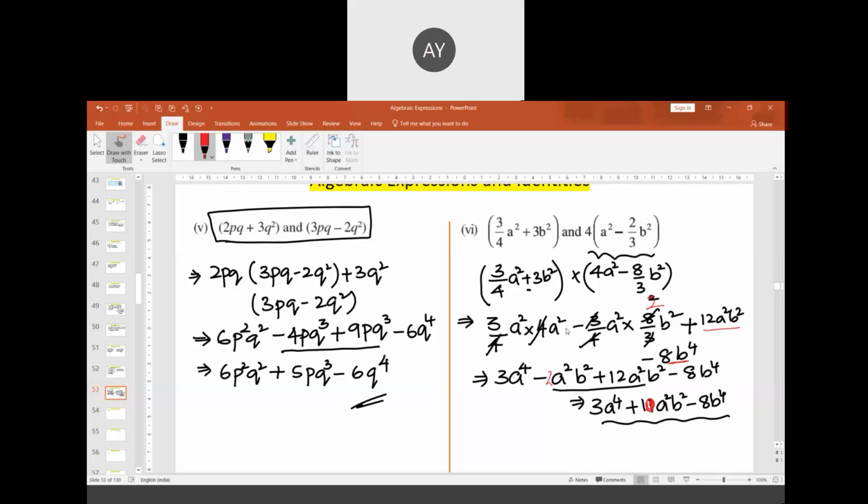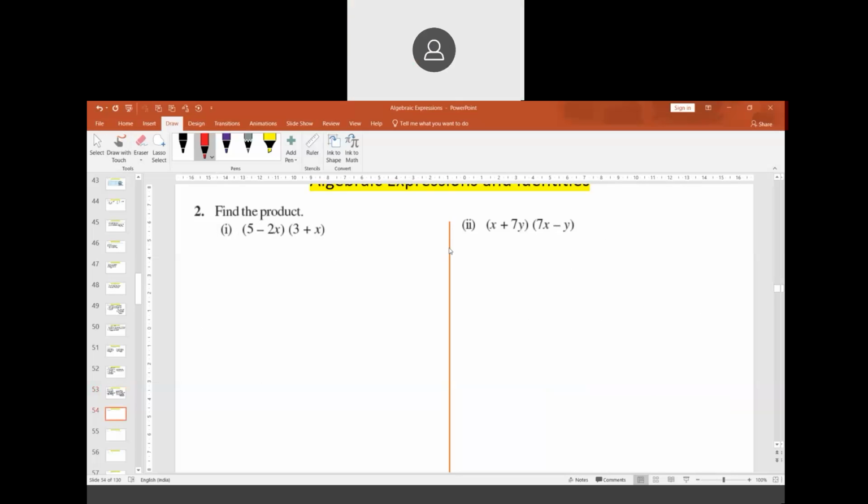Yes, all of you have understood this. Let's move on with this question. Find the product: 15 plus 5x.